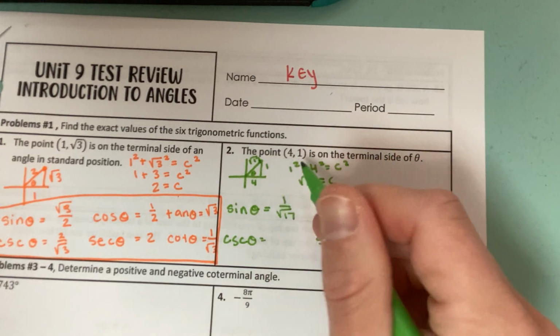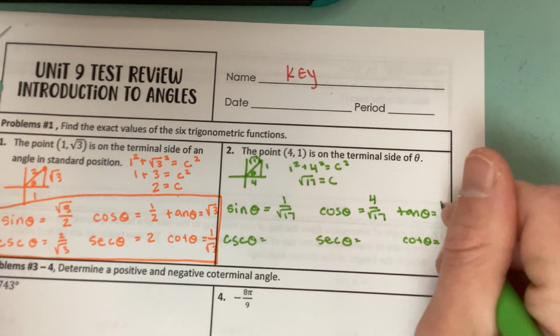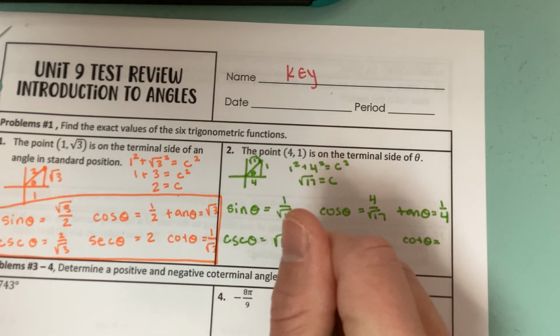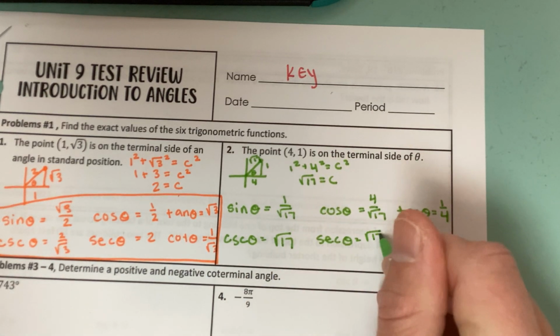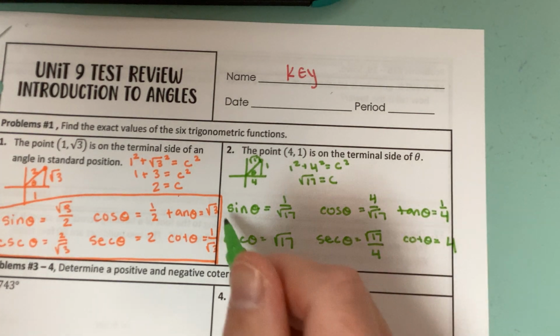And tangent is opposite over adjacent, so 1 over 4. And then these guys are going to be the reciprocals. So this is just going to be the square root of 17, the square root of 17 over 4, and then just 4 over 1, which is just 4.